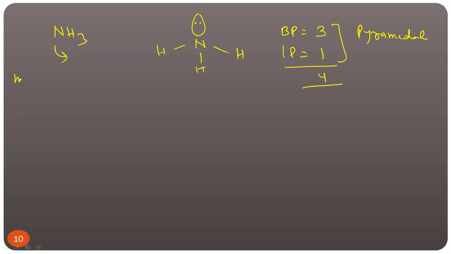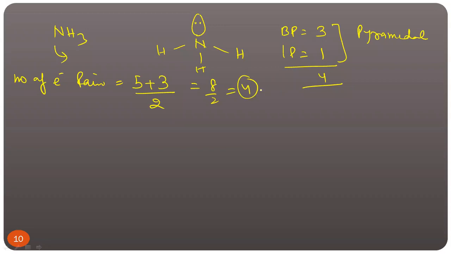How do we find the number of electron pairs? Nitrogen has valence electrons 5. Total number of monovalent atoms 3. 5 plus 3, 8, divided by 2. Always 8 by 2, that is equal to 4. Total number of electron pairs 4. You can find by this method, or you can draw the structure.